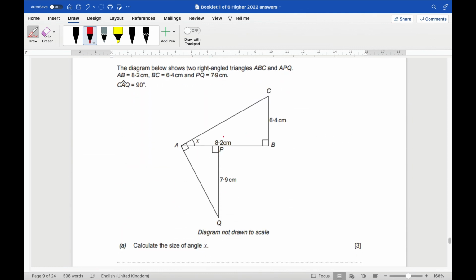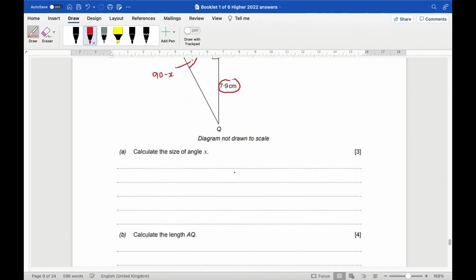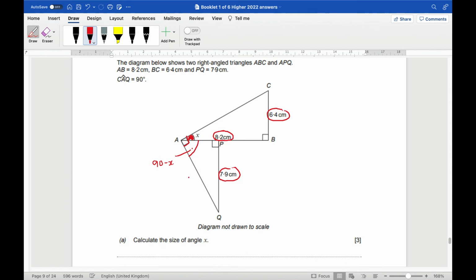Another one, ladies and gentlemen, on the first triangle, a side and a side, and we will have to work out x, that's trigonometry to find an angle. And then on the second shape, well, if this is 90, if we know what x is, this bit is 90 take away x, okay? Once we know that angle in there, and we know this side, we can then do part B, which asks us for the length of AQ, which is the hypotenuse of this, using 7.9, which is opposite the angle there.